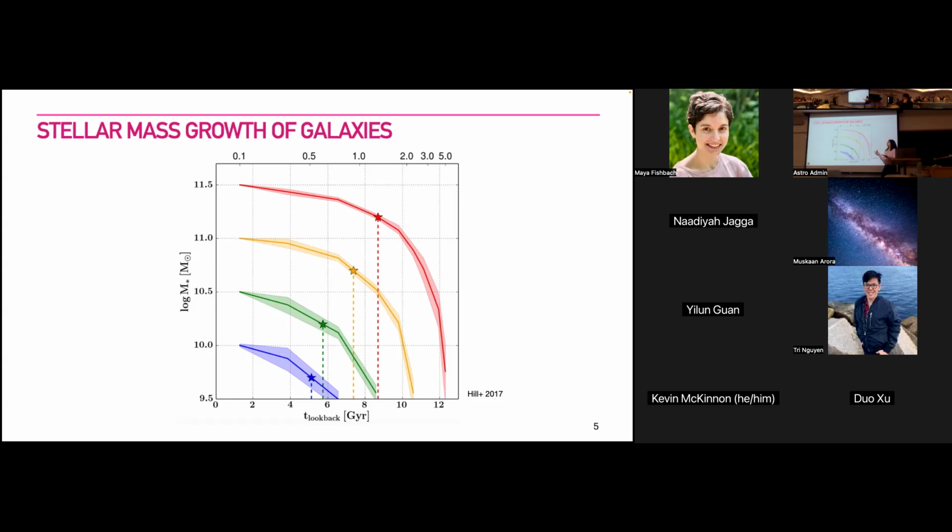So we want to have accurate measurements of the stellar masses, because otherwise our stellar mass growth is inaccurate, and therefore our analysis of the evolution of galaxies is incorrect as well.